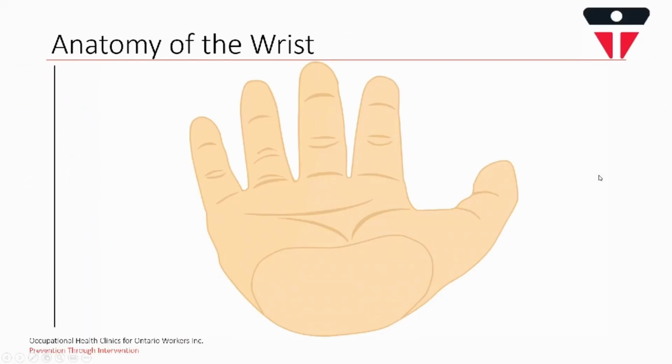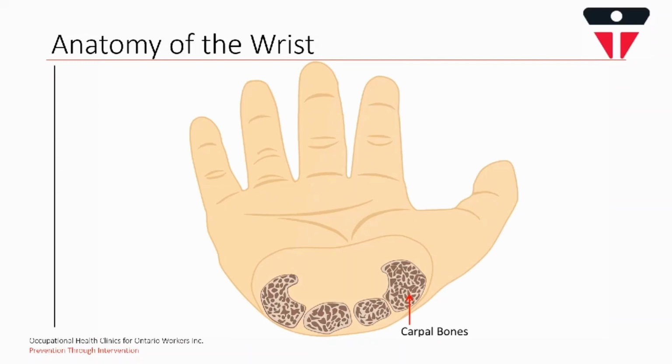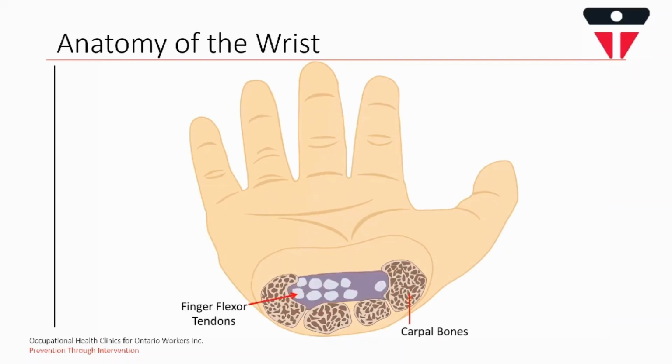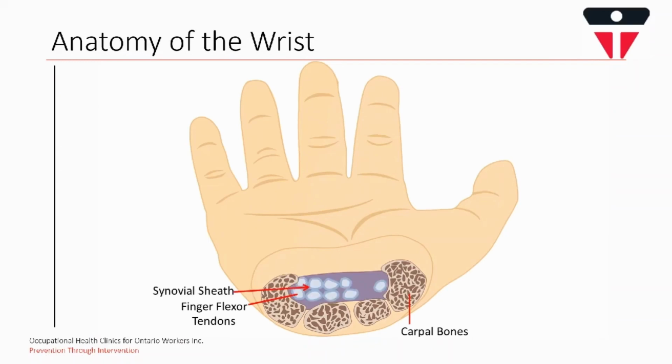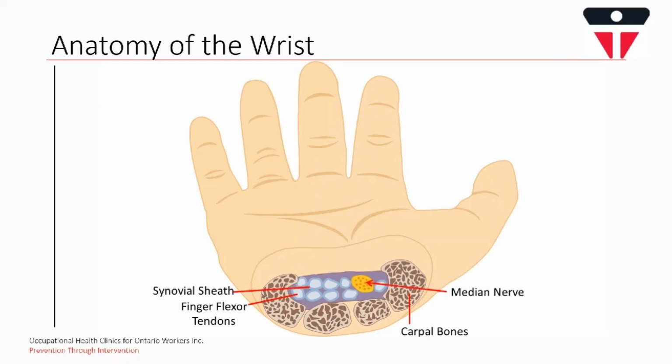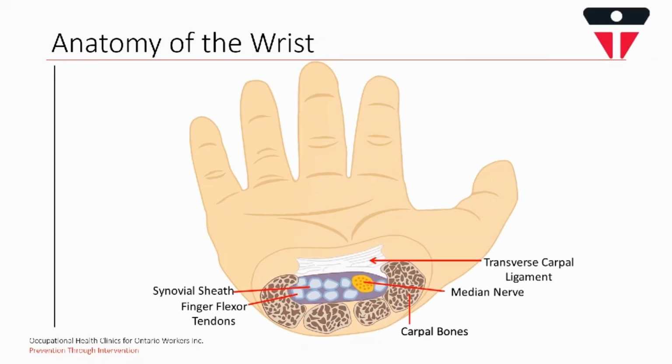Now, the carpal tunnel anatomy is important to understand in order to truly appreciate the actual disorder itself. So the carpal tunnel is actually an anatomical structure and is bounded by the carpal bones of the wrist, the finger flexor tendons, the synovial sheath that surrounds each tendon, the median nerve, the transverse carpal ligament, and both the thenar and the hypothenar muscles.